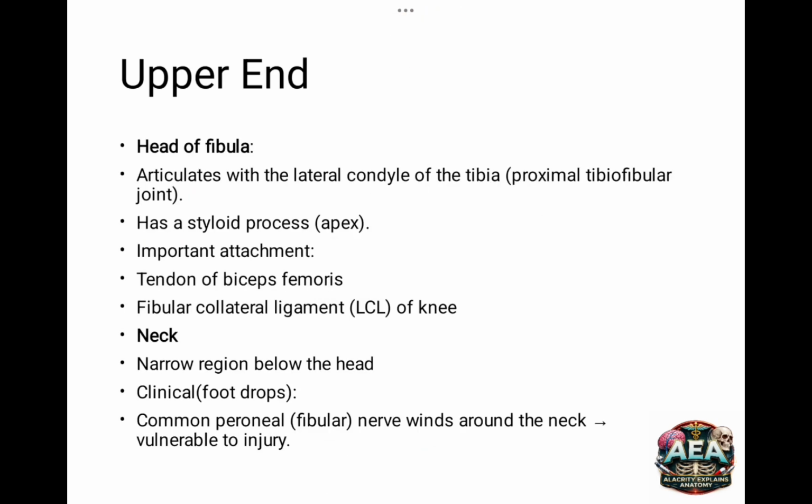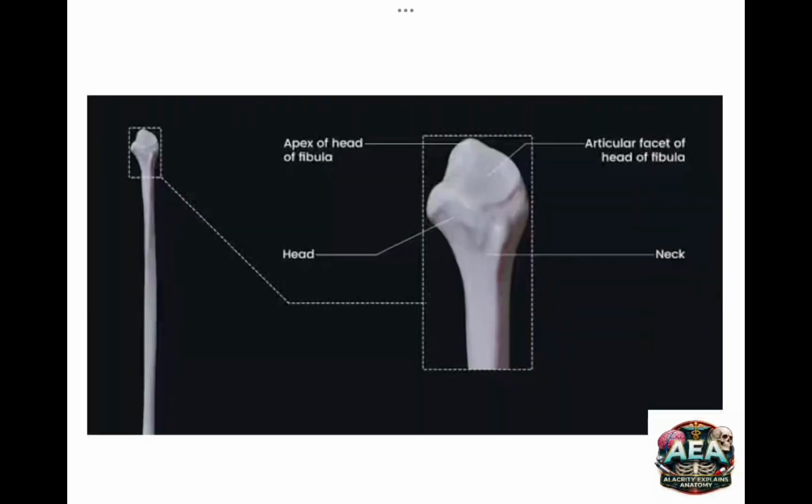Now let's look at the upper end of the fibula. The head of the fibula articulates with the lateral condyle of the tibia, forming the proximal tibiofibular joint. It has a styloid process at the apex. Now look at this image. This is the head of the fibula. Neglecting the neck, just look at this, this is the head of the fibula. It has an apex.